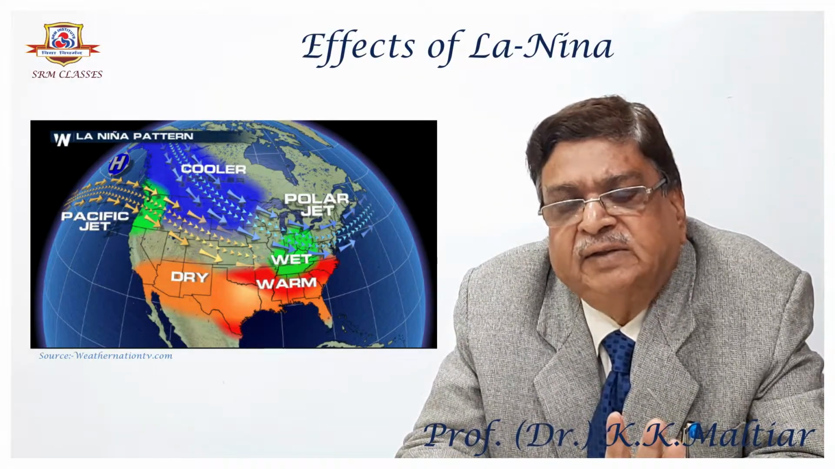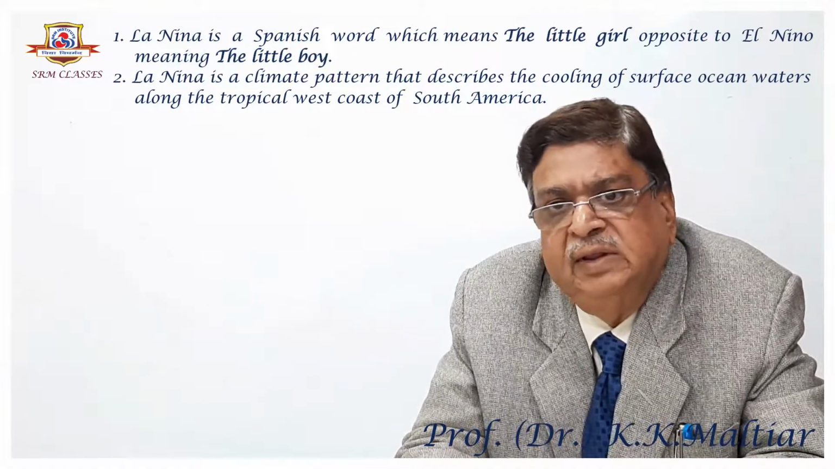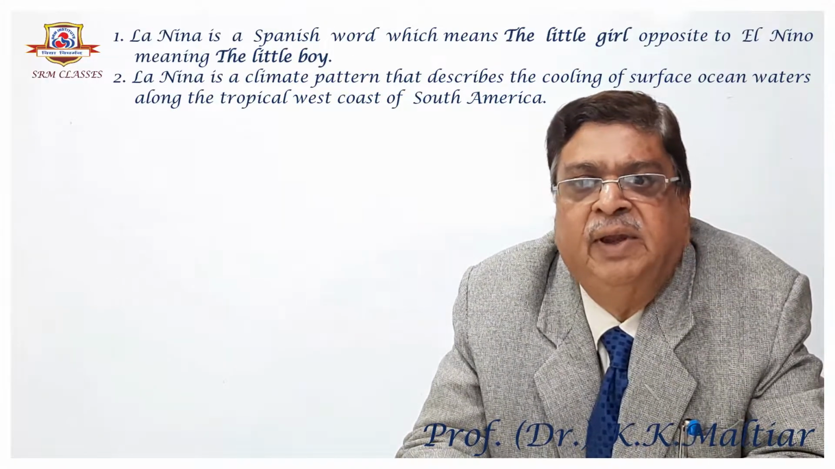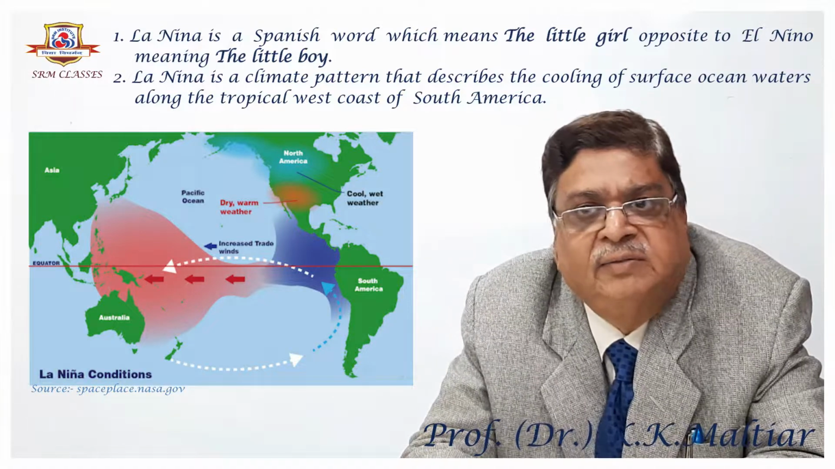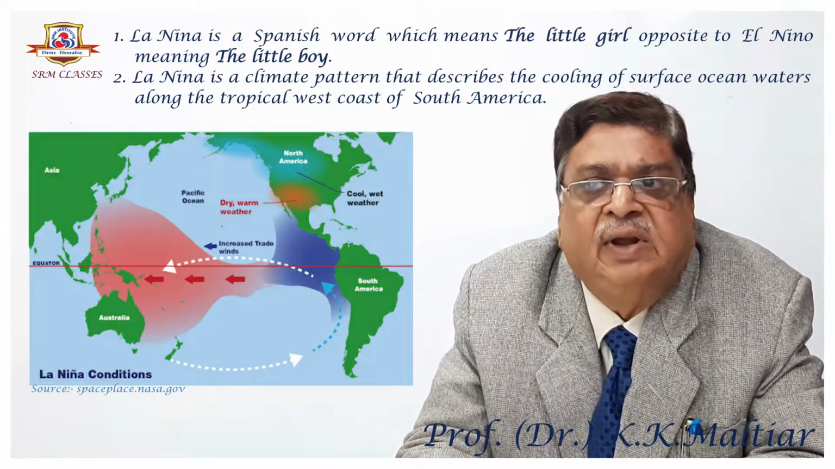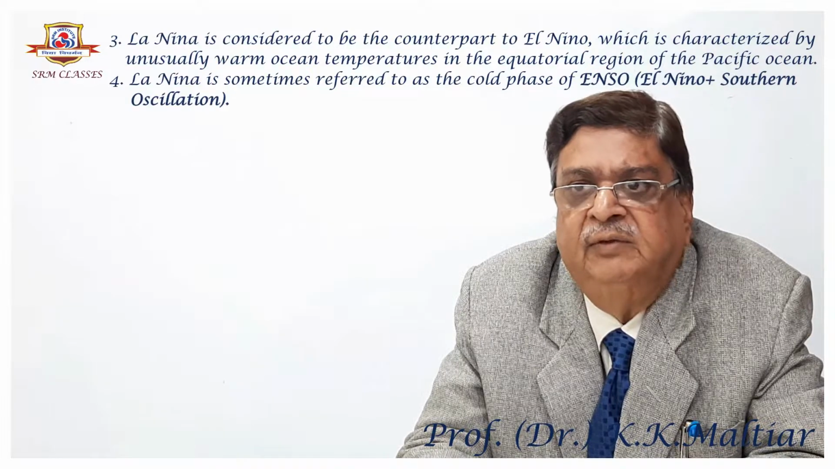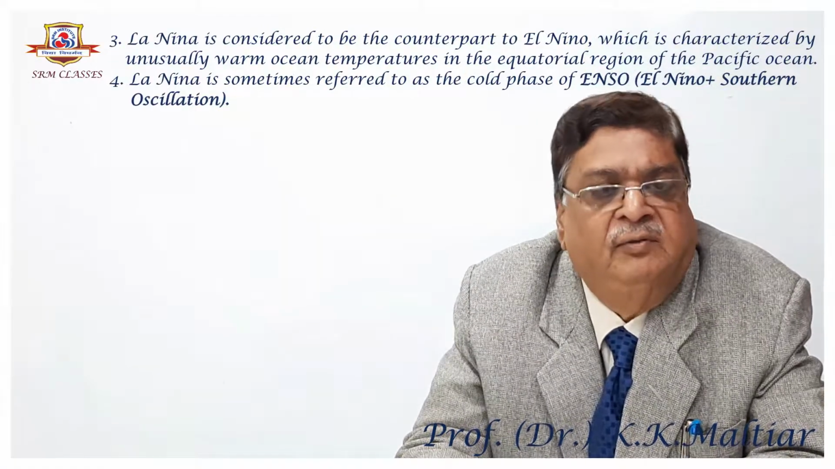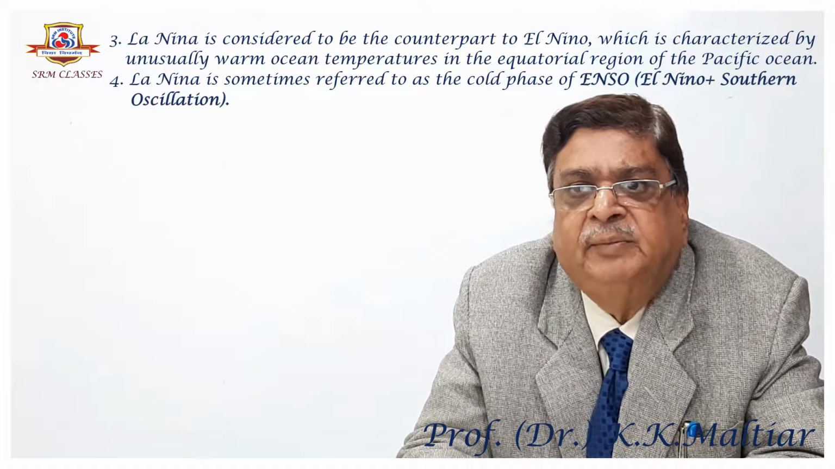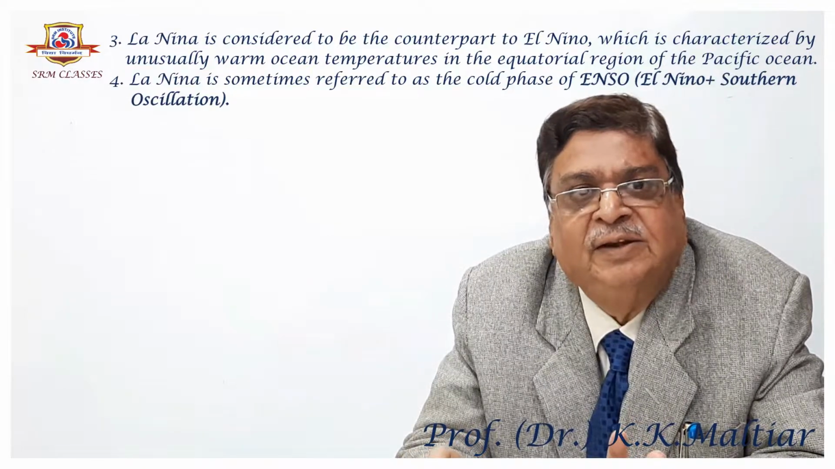Now I come to the La Nina. What are its effects? What is La Nina? La Nina is a Spanish word which means the little girl, opposite to El Nino, meaning the little boy. La Nina is a climate pattern that describes the cooling of surface ocean waters along the tropical west coast of South America. La Nina is considered to be the counterpart of El Nino, which is characterized by unusually warm ocean temperatures in the equatorial region of the Pacific Ocean. La Nina is sometimes referred to as the cold phase of ENSO. ENSO means El Nino plus Southern Oscillation.